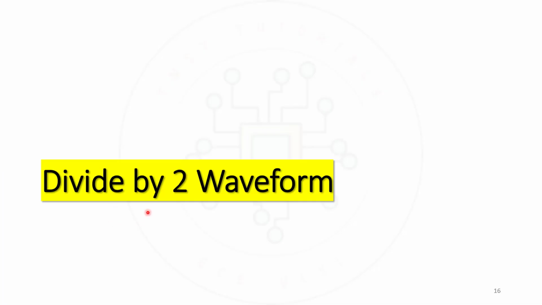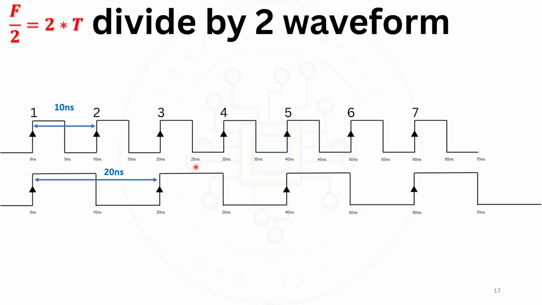Now let us try to understand what a divided by 2 waveform is. You can see here I have taken one waveform where the time period is 10 nanoseconds. Now divided by 2 waveform means I am dividing the frequency by 2. As we know, frequency and time period are inversely proportional. So whenever you are dividing frequency by 2, the time period will get multiplied. If I am taking a time period of 10 nanoseconds and doing divide by 2, then obviously the time period will get doubled. So that's why you can see here the time period is increased by twice. Initially the time period is 10 and here I am getting a time period of 20 nanoseconds, which is simply a multiple of 2.